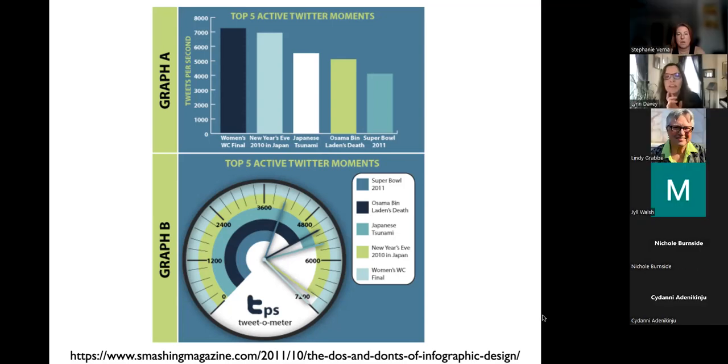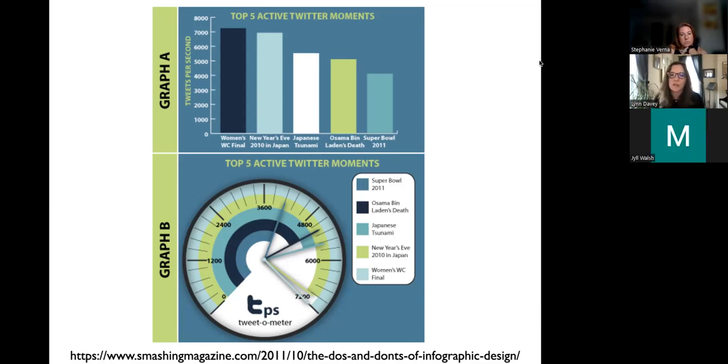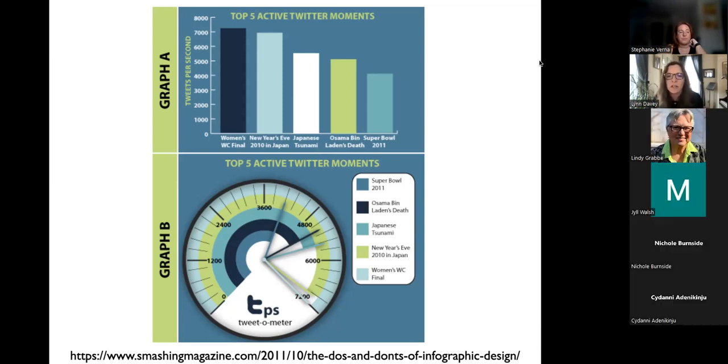For me, I immediately knew that the Women's World Cup final was the top. And when I'm looking at the bottom one, it could also be because the background of the meter uses the same colors as the arms. My eye goes up and I think the thing that's closest to 3600 should be the top. You know what I mean?